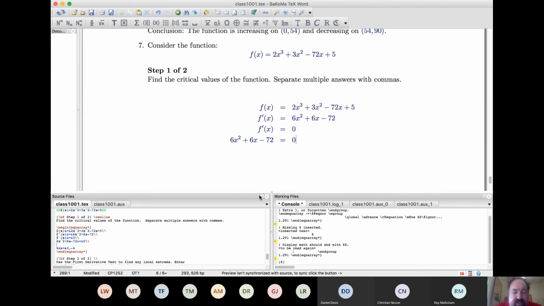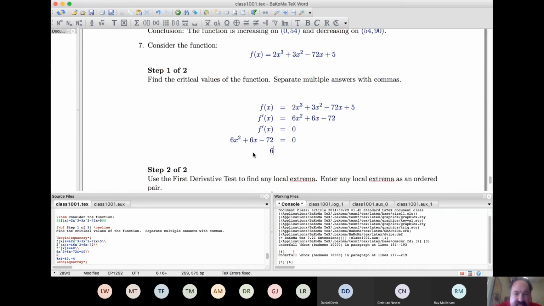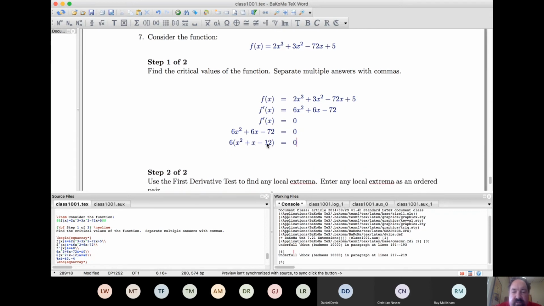So what I'm going to do is notice that all the coefficients are divisible by 6. So I factor out 6. So then I can just focus on factoring x squared plus x minus 12.